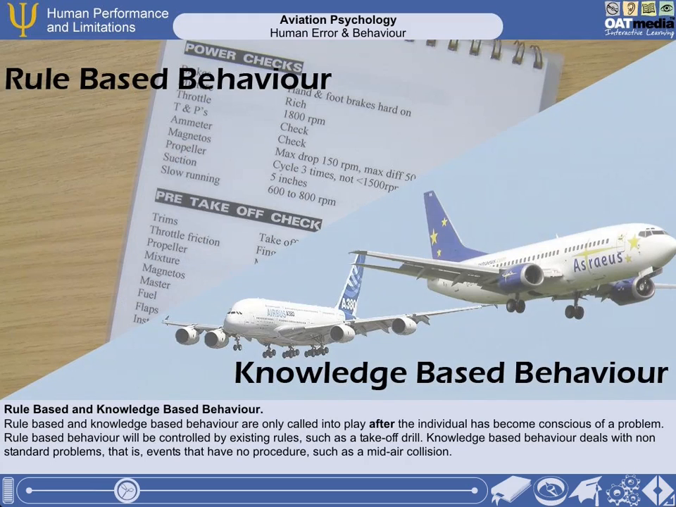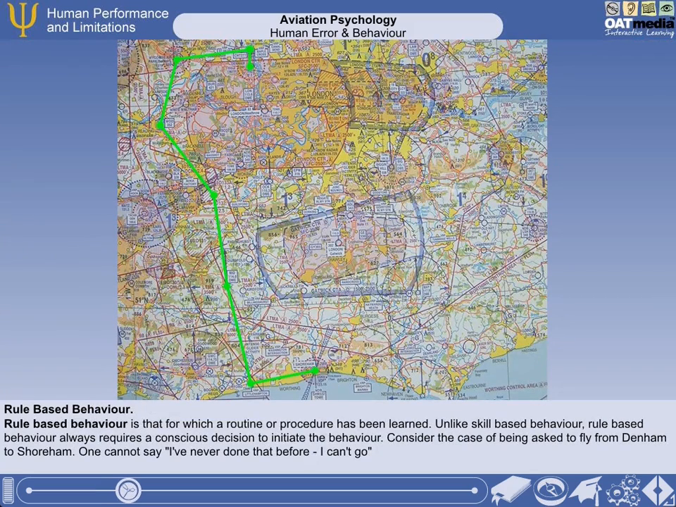Rule-based and knowledge-based behaviour are only called into play after the individual has become conscious of a problem. Rule-based behaviour will be controlled by existing rules, such as a take-off drill. Knowledge-based behaviour deals with non-standard problems. That is, events that have no procedure, such as a mid-air collision. Rule-based behaviour is that for which a routine or procedure has been learned. Unlike skill-based behaviour, rule-based behaviour always requires a conscious decision to initiate the behaviour.